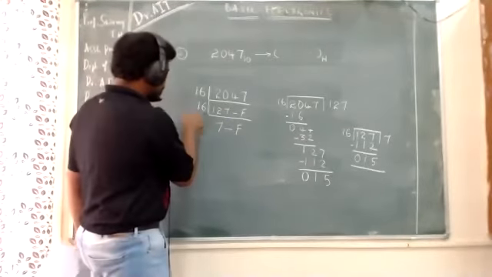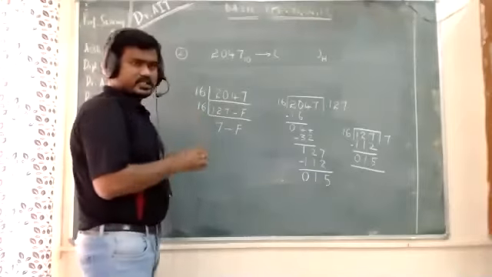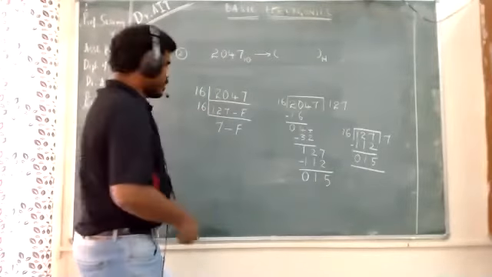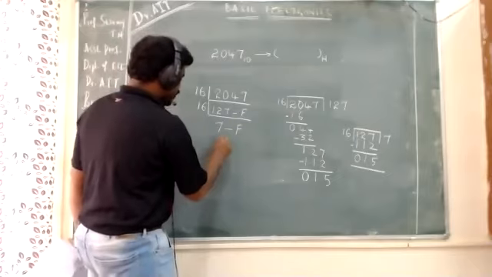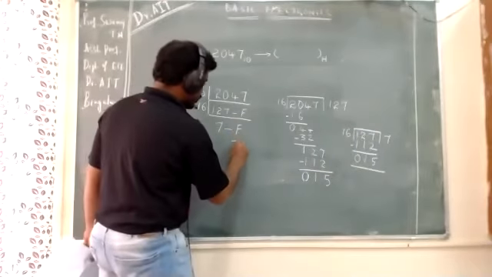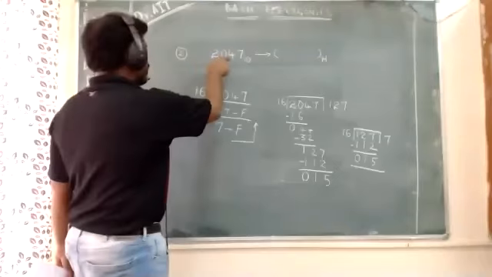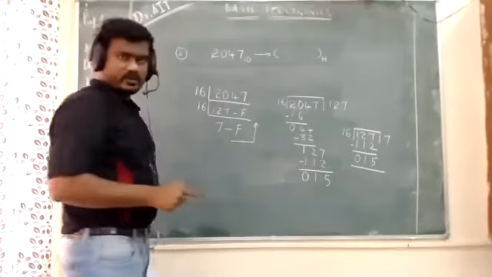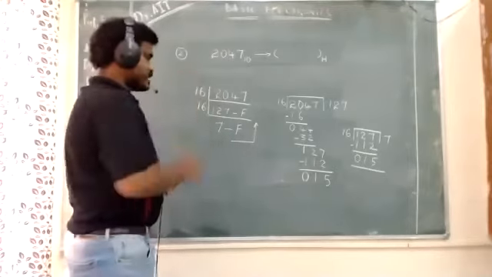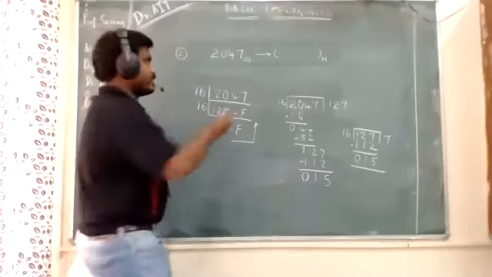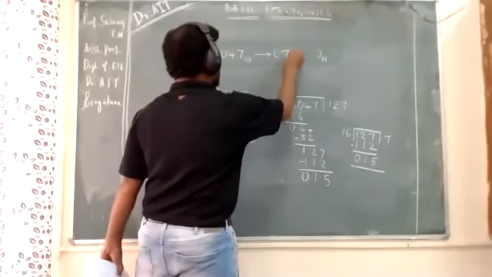Now this 7 is lesser than 16. This is not divisible, so I will stop the process here itself. Now I have to consider these numbers from bottom to the top. So you can say that for the decimal number 2047, the corresponding hexadecimal number is 7FF. It is 7FF.